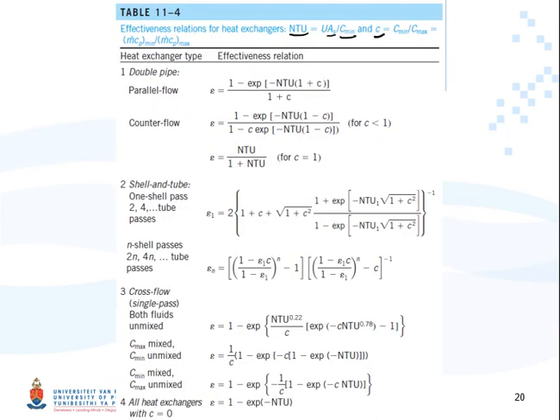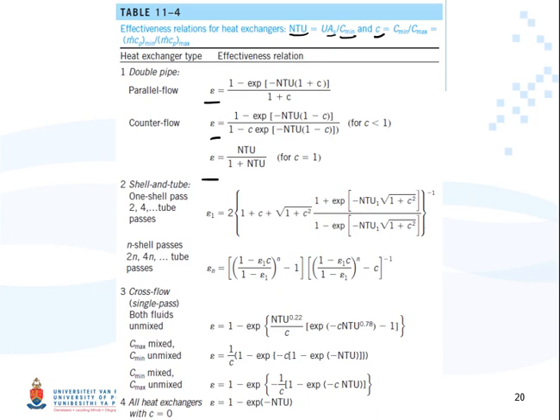If you go to table 11.4 of your textbook, you can see that you don't have to do all those effectiveness or epsilon derivations. You don't have to find it. Basically somebody has done it for you. The only thing that you need to do is just go to the table and find the right correlation. The only reason we did it for parallel flow was to show you where those epsilon correlations are coming from.